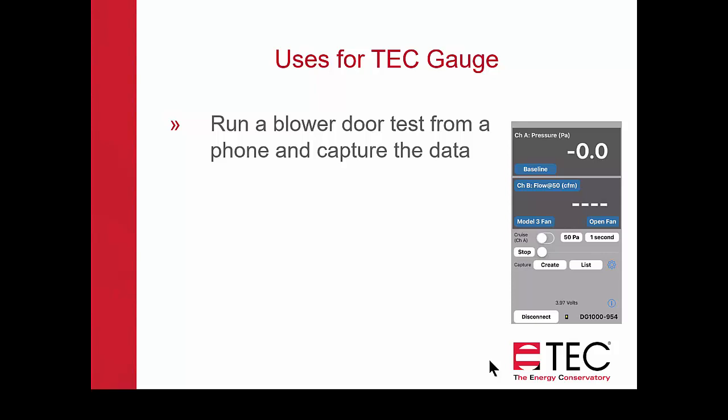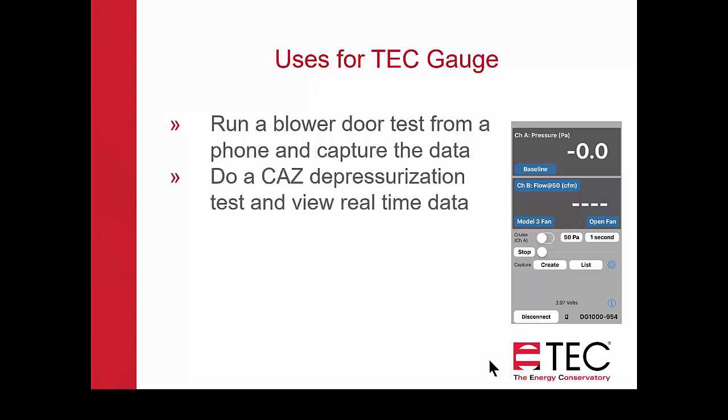Or the DG1000 has Wi-Fi built into it, and has Bluetooth built into it also, and we'll be enabling that soon. So the most common use for it is you can run a blower door test from your phone and capture the data, and we'll go over an example of that.